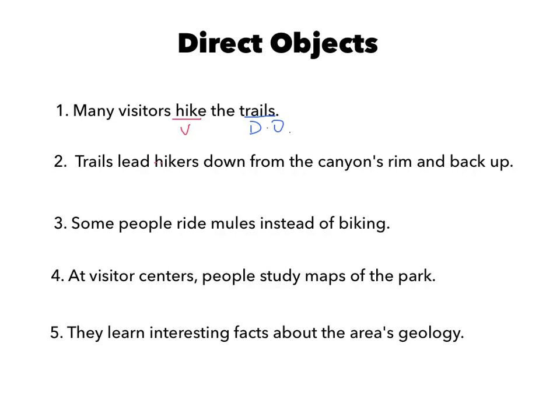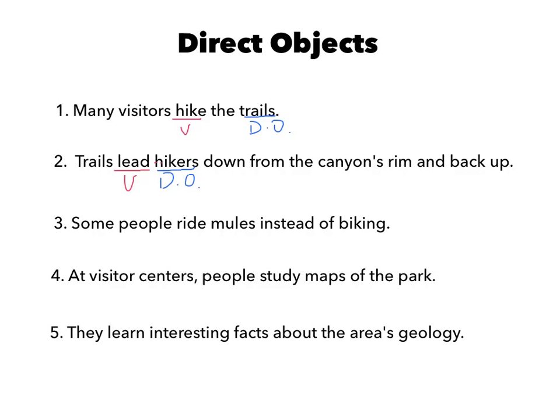Trails lead hikers down from the canyon's rim and back up. What's the verb in sentence number 2? All right, good. If you said lead, then you just found the action verb in the sentence. And then the question is, what do trails lead? Or who do trails lead? Actually, it would be who do trails lead in this sentence? And the answer to that would be hikers. And because that's the answer, that's our direct object.